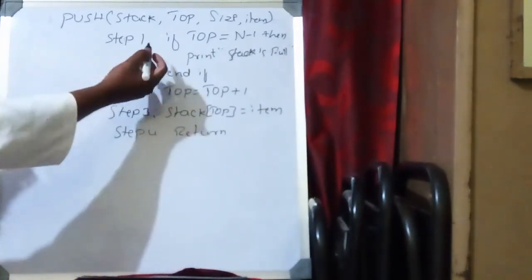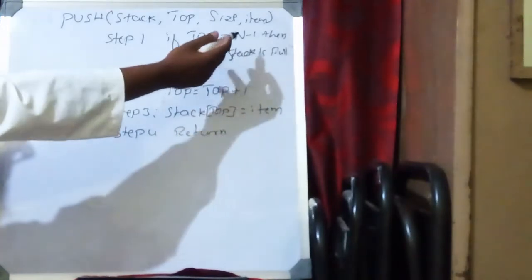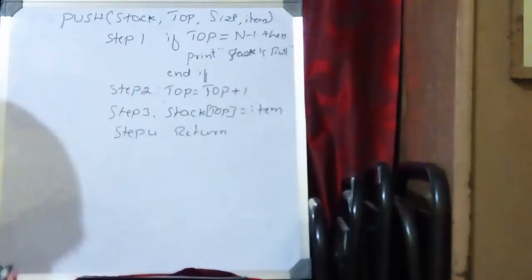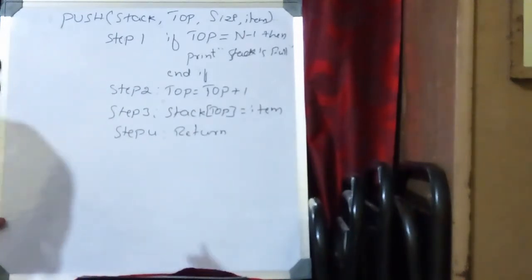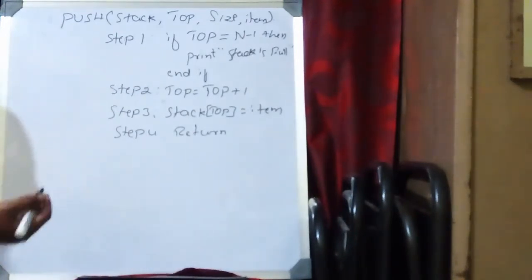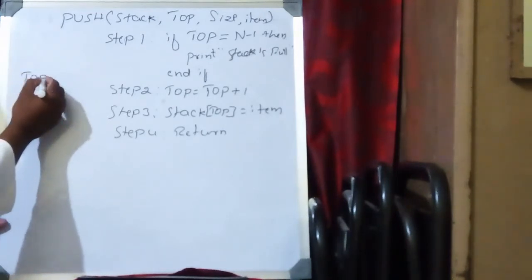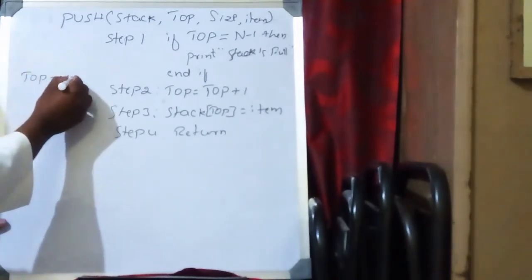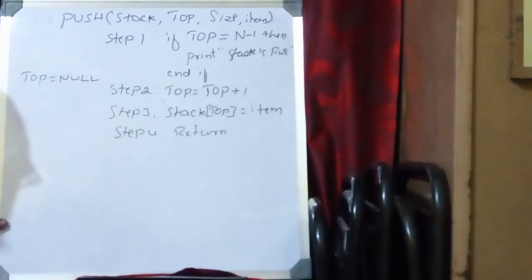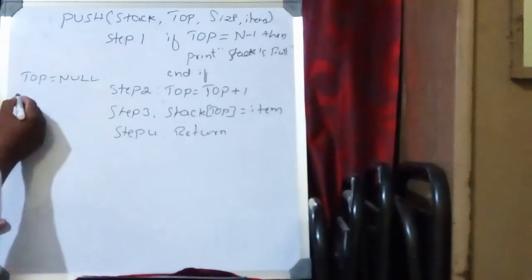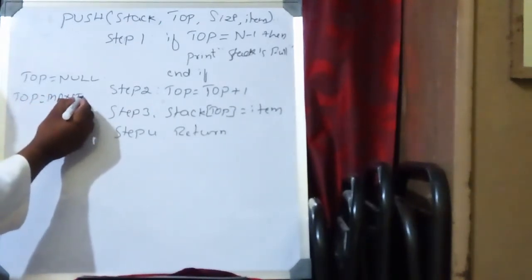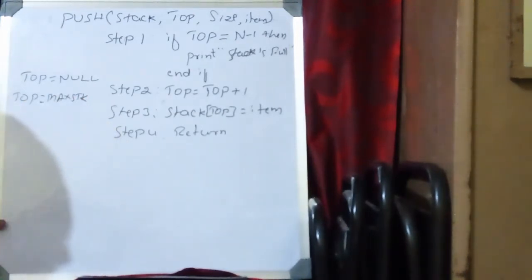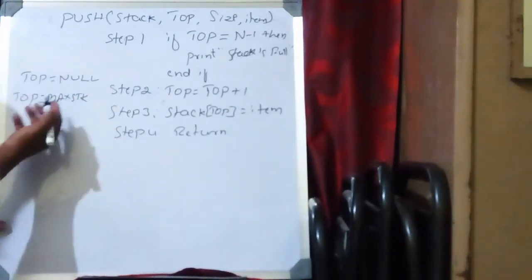First we will check if top is equal to n minus 1. Top represents the index value. If top is equal to null, we already know the stack is empty, meaning no element has been entered yet. If top is equal to max stack, then the stack is full. We already know these things.